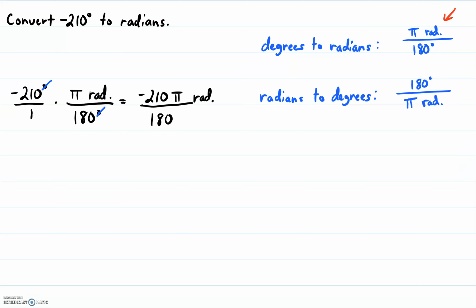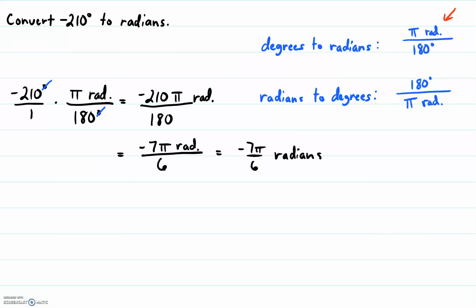Now, we want to take this answer and of course simplify it, but technically negative 210 times pi over 180 radians is your answer. But like I said, let's go ahead and fix this up a little bit. So we're going to look for something we can divide 210 and 180 by, and the answer is going to be 30. That's going to be the best thing to go with. So negative 210 divided by 30 is going to leave us with negative 7 pi radians in the numerator. And 180 divided by 30 is going to leave us with 6. And so our answer is going to be negative 7 pi over 6 radians.